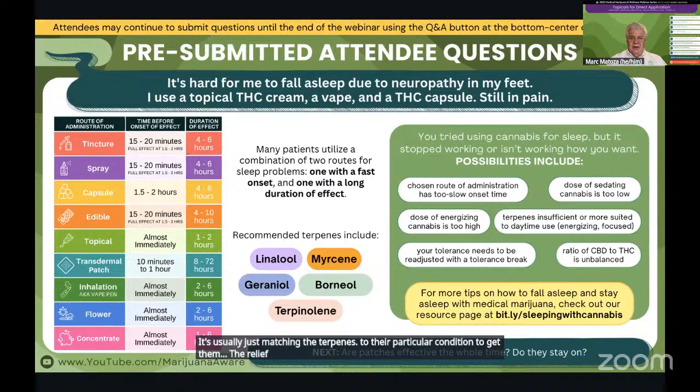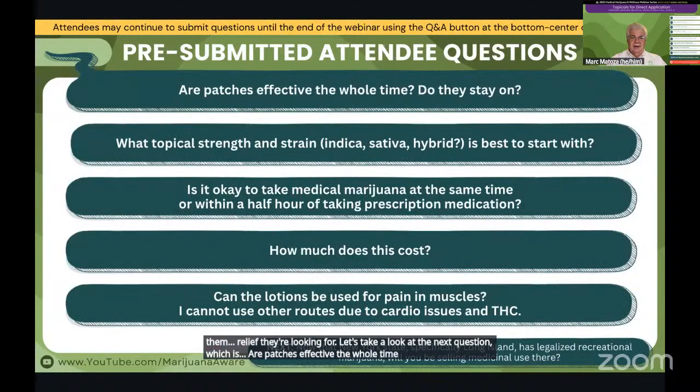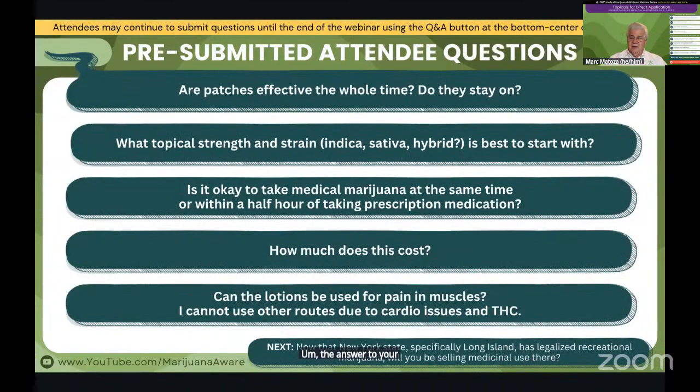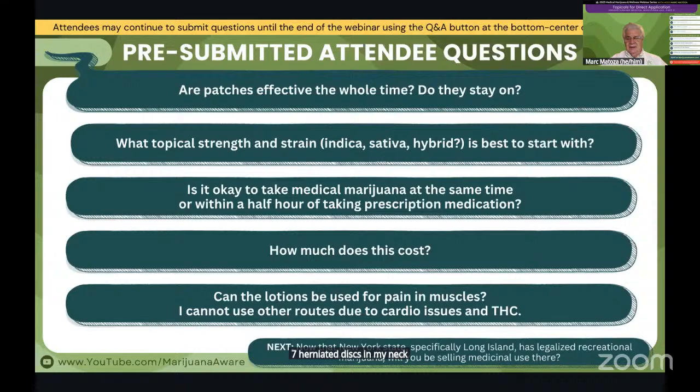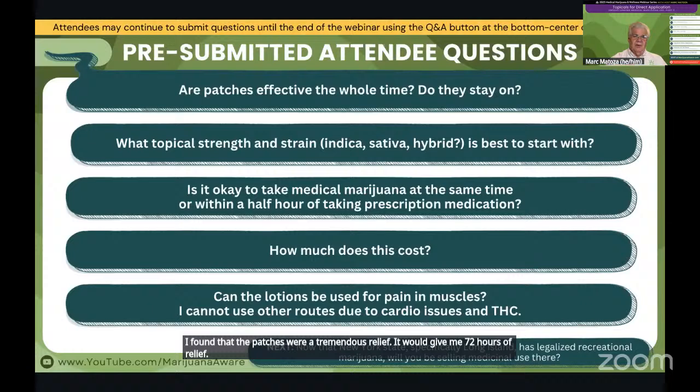Let's take a look at the next question, which is, are patches effective the whole time? Do they stay on? The answer to your question is they're very effective. I use patches all the time. I have 7 herniated discs in my neck, especially 3-4 years ago when it was still a major problem. I found that the patches were a tremendous relief. It would give me 72 hours of relief over a period, which was great.